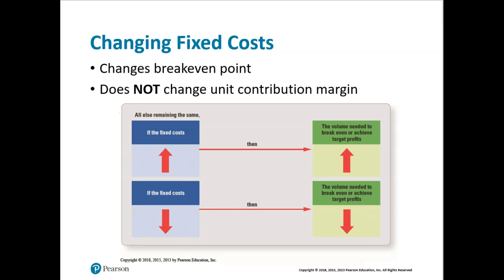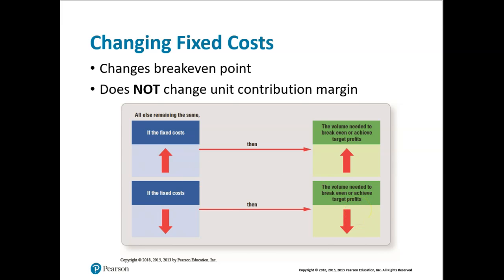Fixed costs are a big deal. They do not change the unit contribution margin, but they definitely affect your break-even point. Okay, they're in the numerator. So if fixed costs increase, you need more volume. If they decrease, the volume that you need would decrease.